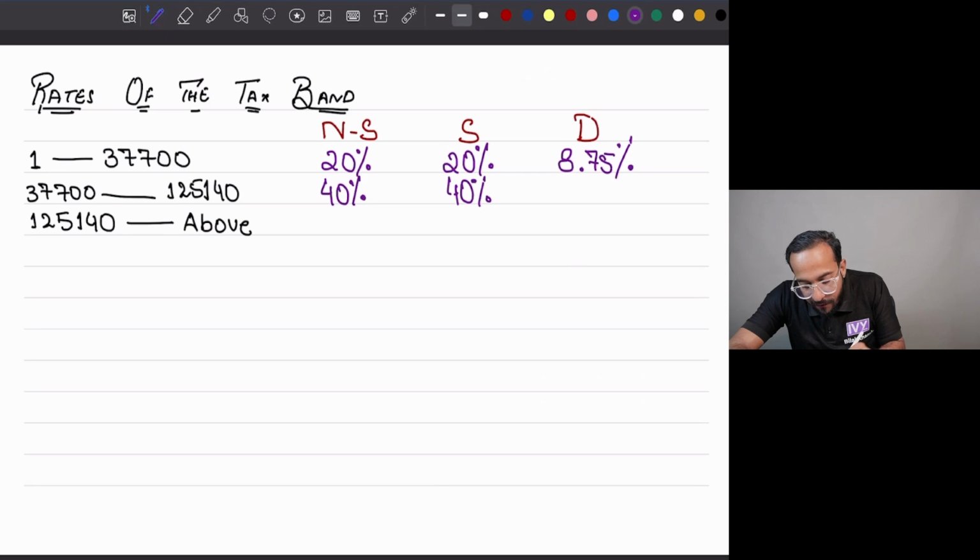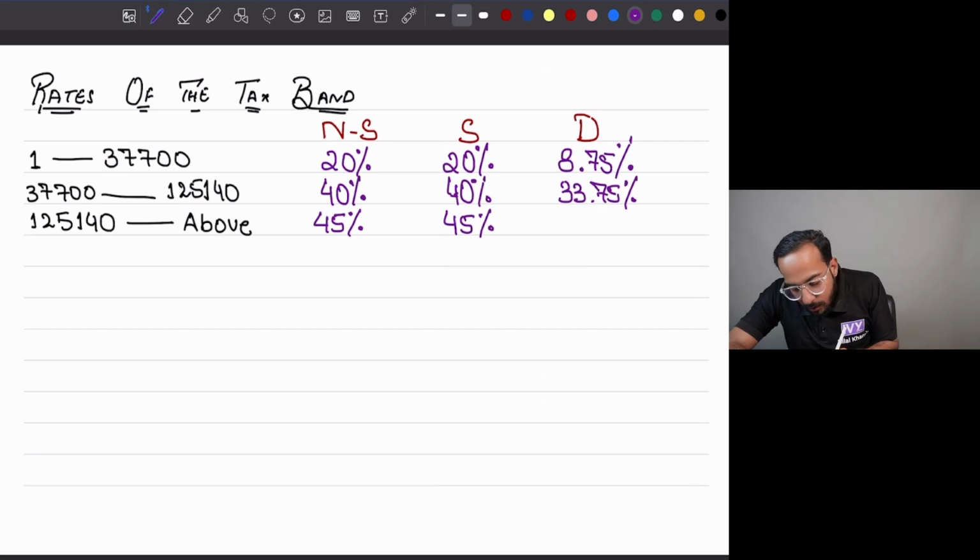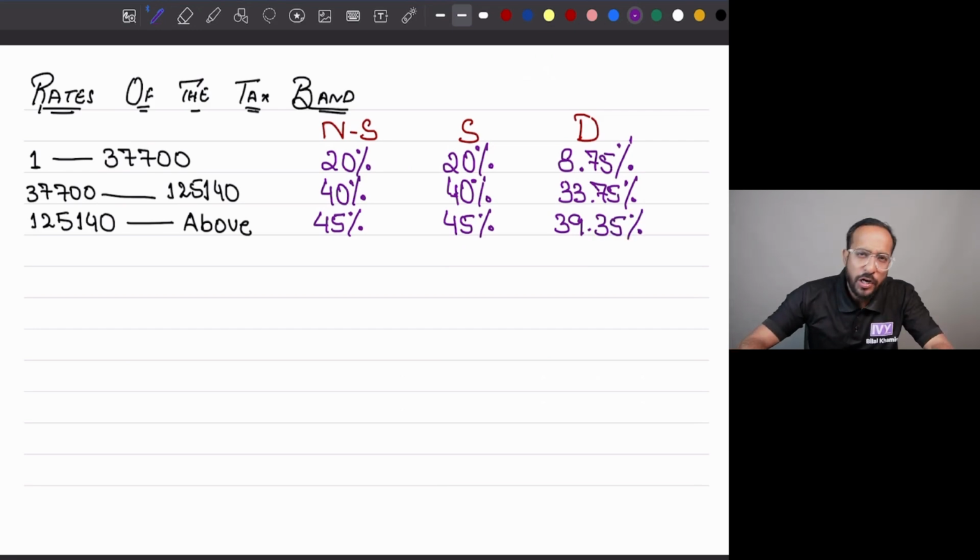If you are a higher rate taxpayer, your non-saving income will be taxed at 40%, saving will be taxed at 40%, and dividend will be taxed at 33.75%. Got it? What if you are an additional rate taxpayer? This will be taxed at 45%. This will be taxed at 45%. Now, for additional rate taxpayer, you will need to pay 39.35% on dividends.